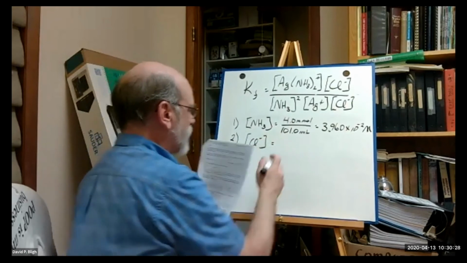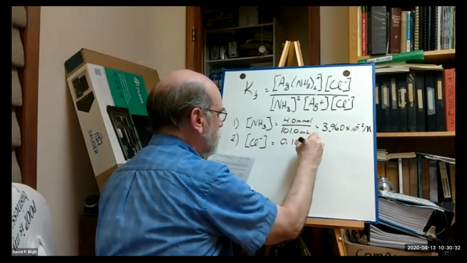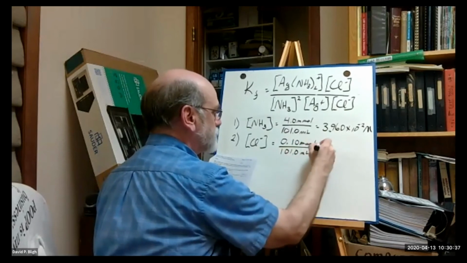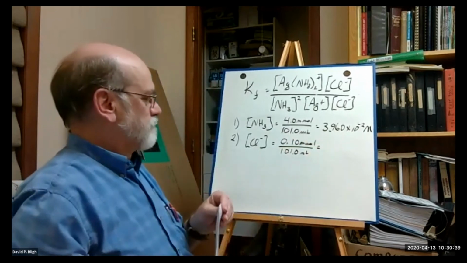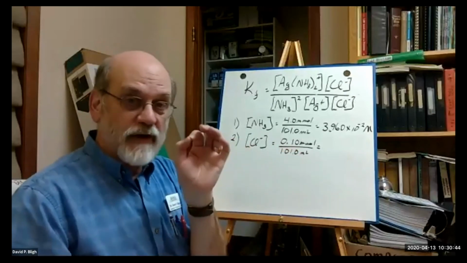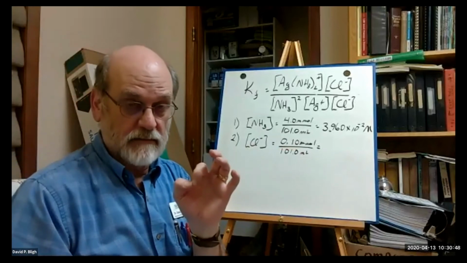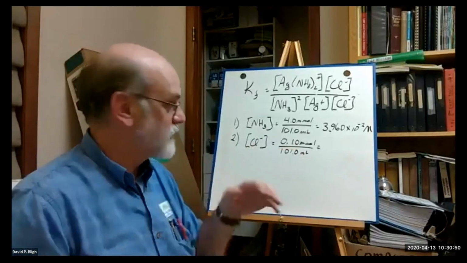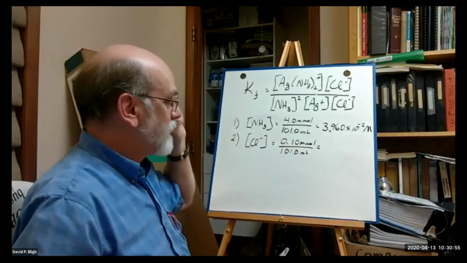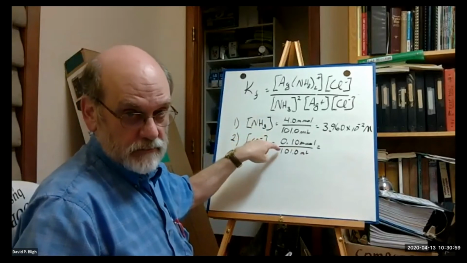So the chloride product is 0.1 millimoles divided by 101 milliliters, right? Now your calculations are going to be a little bit different because you're going to have a different amount of potassium chloride. So take that into account when you set up your ICE table. That'll give you a different amount of chloride. It'll also give you a different amount of final volume, okay?